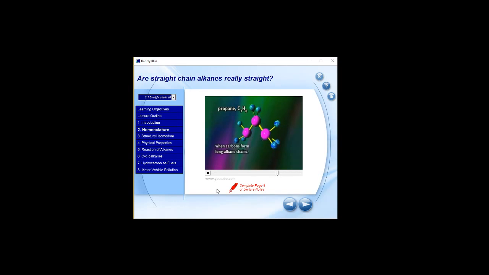When carbon starts to form long alkane chains, they aren't in long straight lines, as some drawings would have you believe. The carbons are actually in a sort of zigzag, so they can all have that 109-degree carbon-carbon-carbon bond angle.